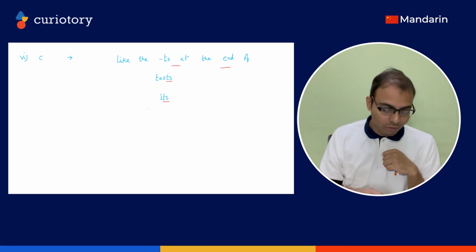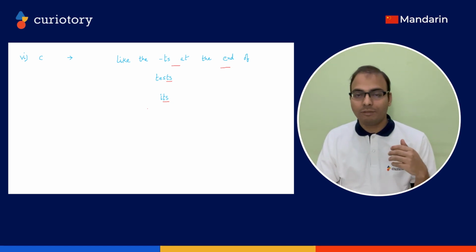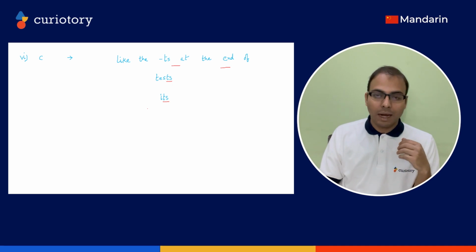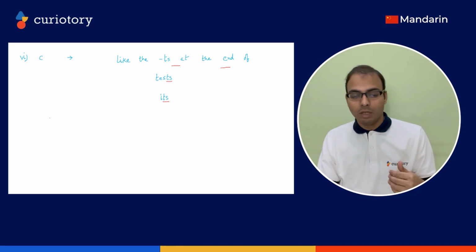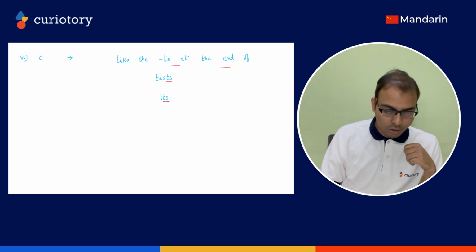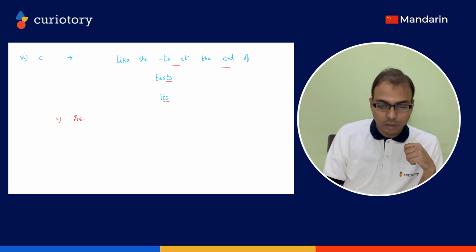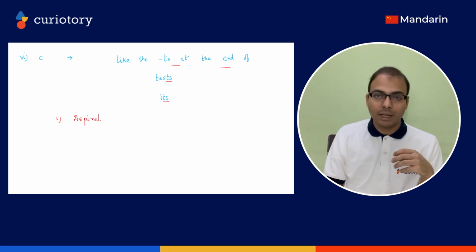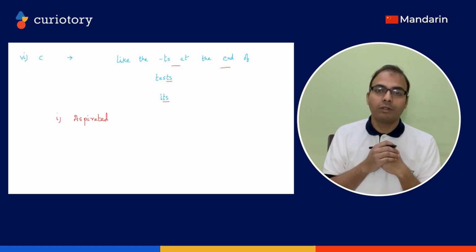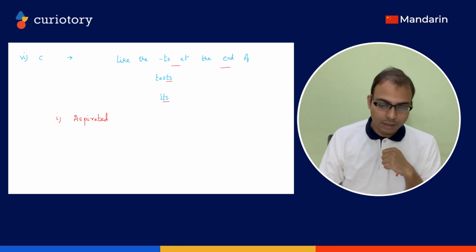What is the rule saying? Like the TS at the end of tests or its. You have to practice it because in English you are not used to saying it at the beginning of the word. Now the one rule is that it should be aspirated. When you are saying C, it should be aspirated. It means that air is moving outwards. If air is not moving outwards when you are pronouncing it, it means you are pronouncing it in the wrong way. Let's take an example.